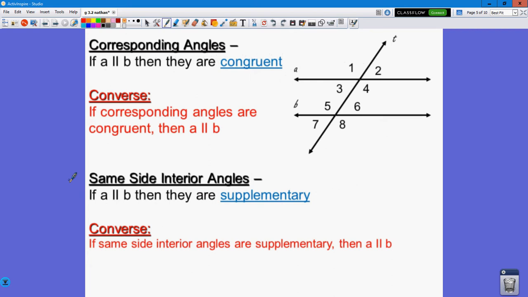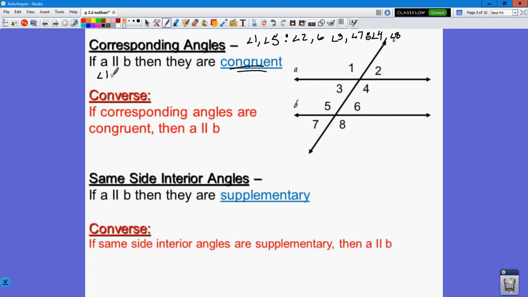Corresponding angles. We talked about these yesterday. Which angles are corresponding in my picture? Angle 1 and angle what? 5. Angle 2, angle 6, angle 3, and angle 7, and angle 4 and angle 8. These will always be congruent.